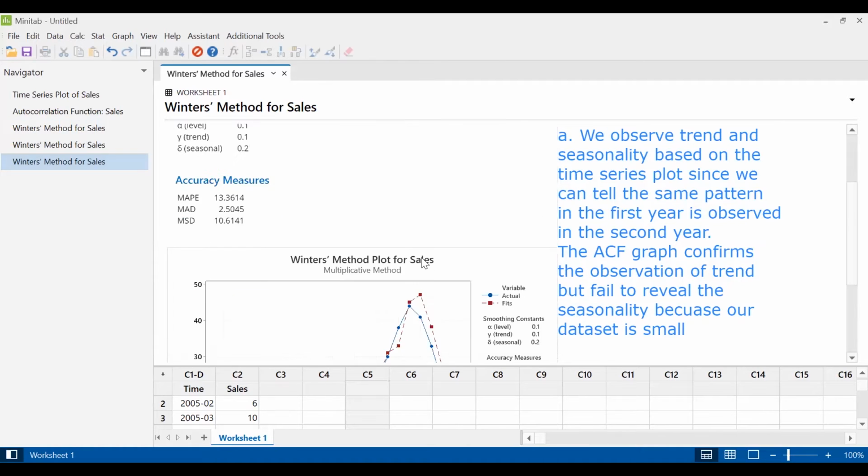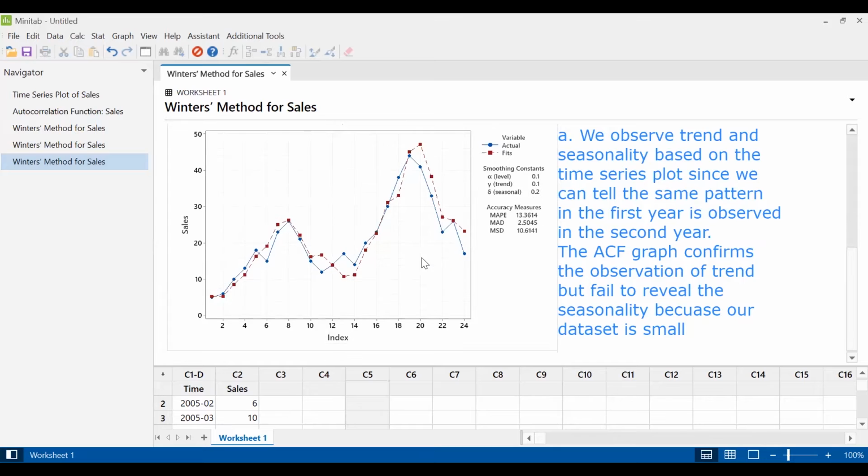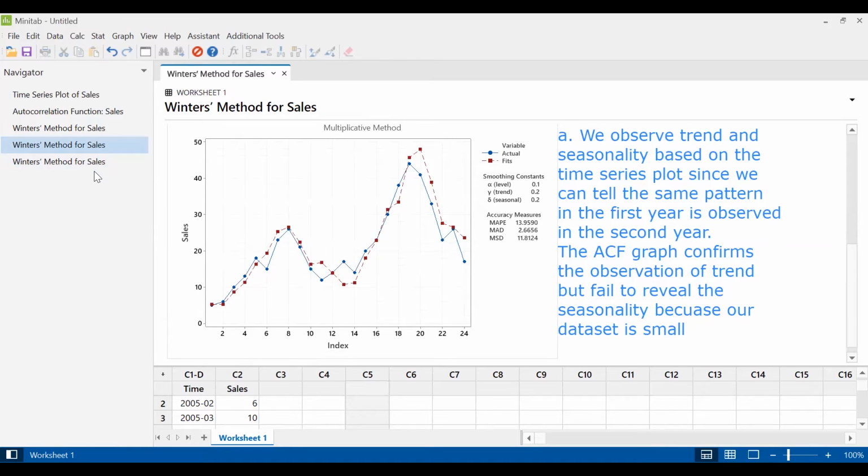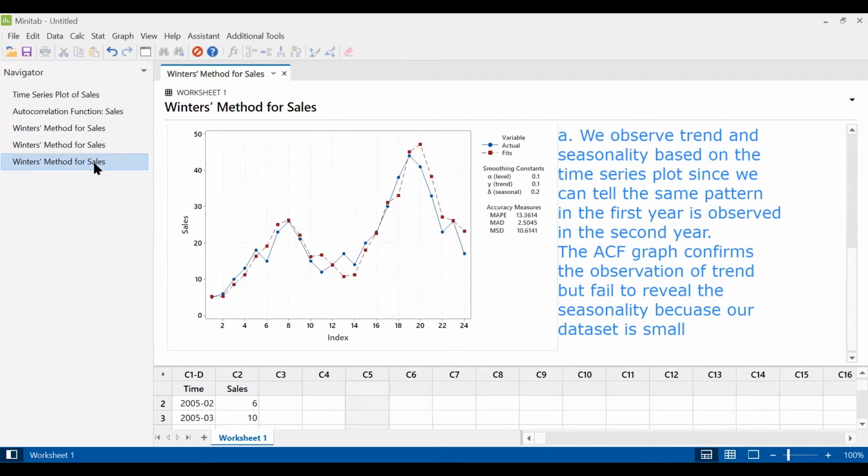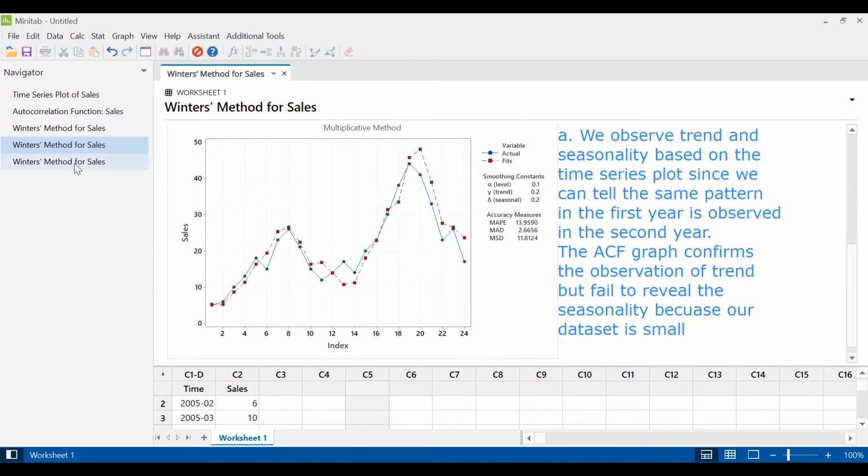Click OK. And this time it's 10.6. That is still smaller than the previous one, meaning that when I change gamma to 0.1, the forecasting error decreases as well.